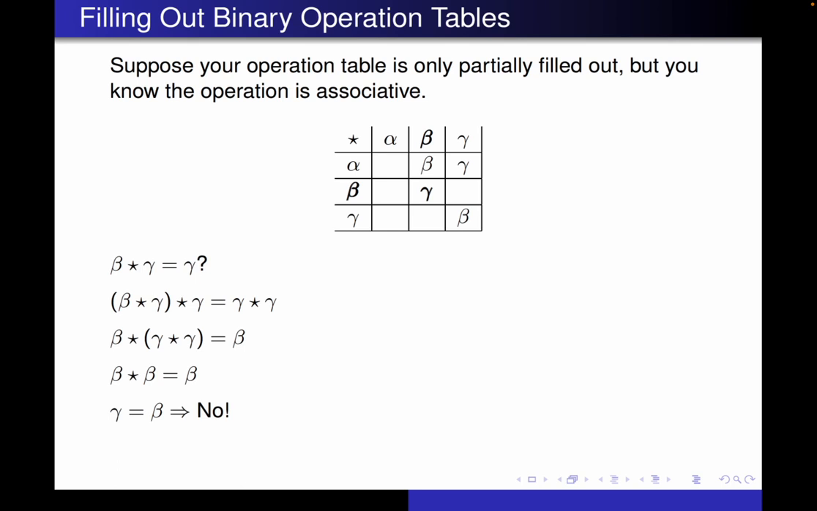So I can't have beta star gamma equal to beta. I can't have beta star gamma equal to gamma. There are only three elements in my set, and I have to have my operation be closed. So my only other possibility is that beta star gamma is equal to alpha.